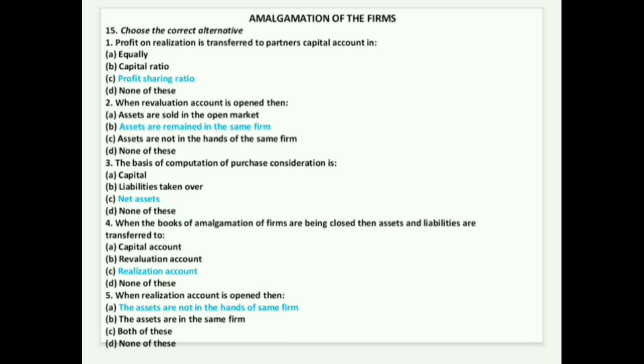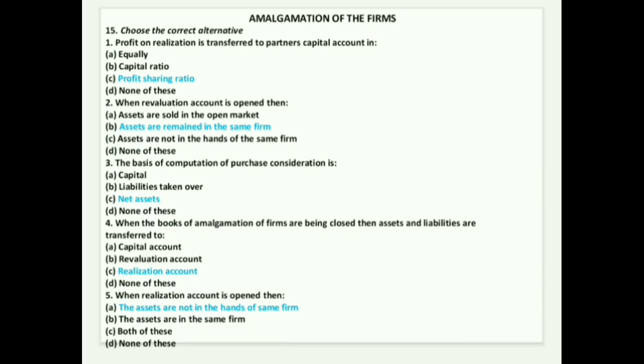When the books of amalgamation of firms are being closed, then assets and liabilities are transferred to the realization account.